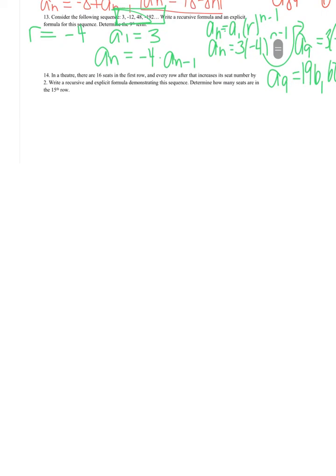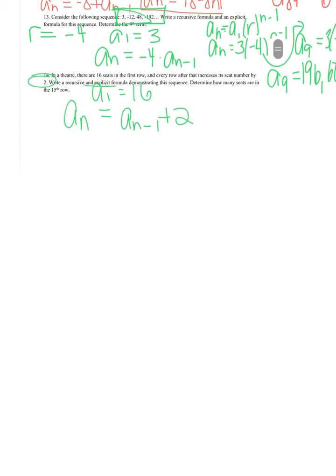14. In a theater, there are 16 seats in the first row, and every row after that increases its seat number by 2. So this tells me I'm increasing each time. So my recursive formula: a sub 1 is 16, because that's how many are in the first row. And here you're increasing it by 2, so you have a sub n minus 1 plus 2. That's recursive.